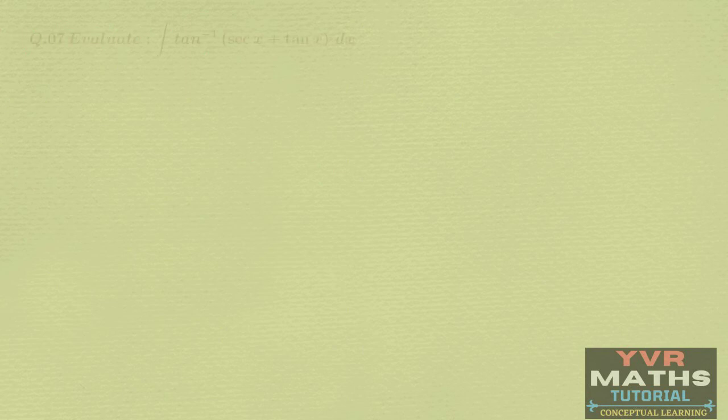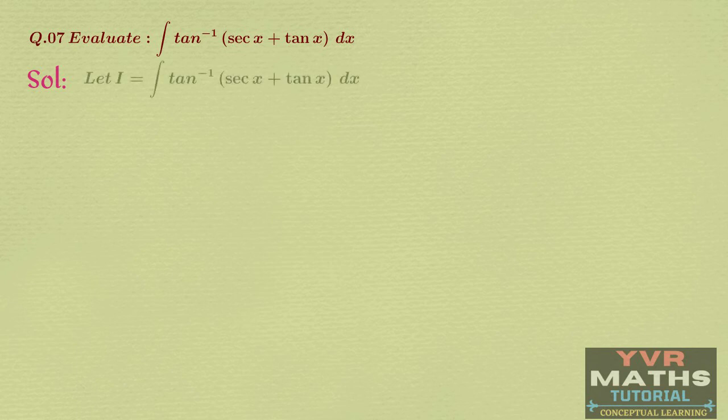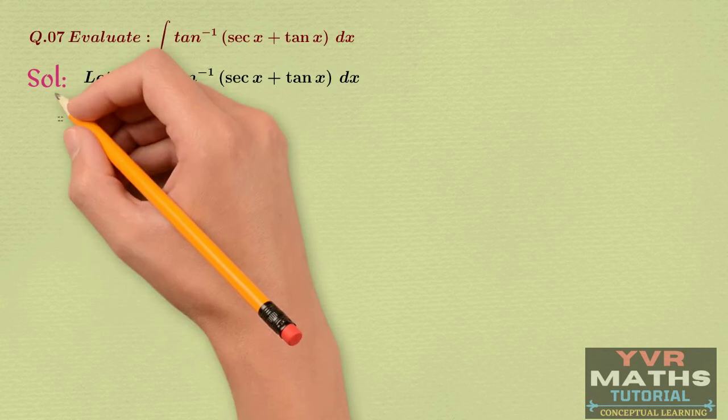See question number 7. Evaluate integral tan inverse of secant x plus tan x dx. Let us discuss the solution of this one. First of all, I will take the given integral as capital I. Then let I is equal to the given integral. In the given integrand, secant x can be written as 1 by cos x and tan x can be written as sin x by cos x.